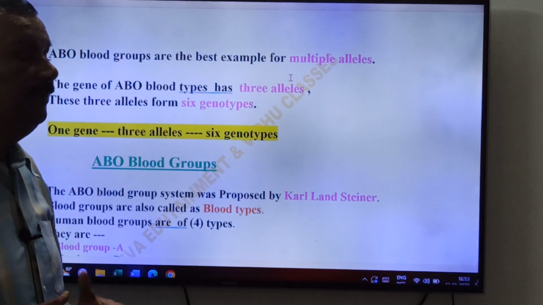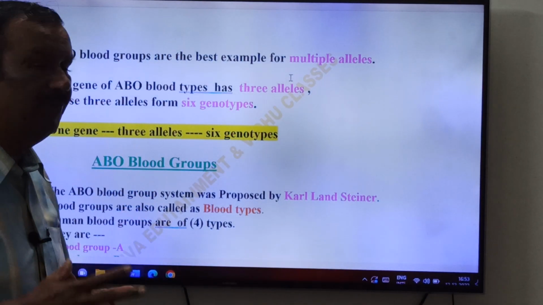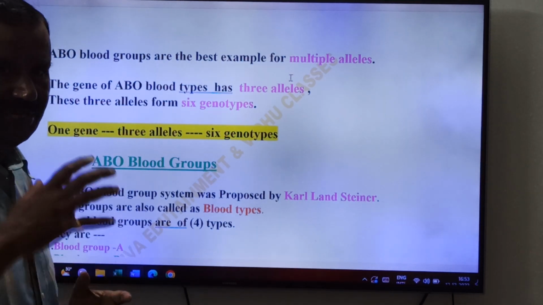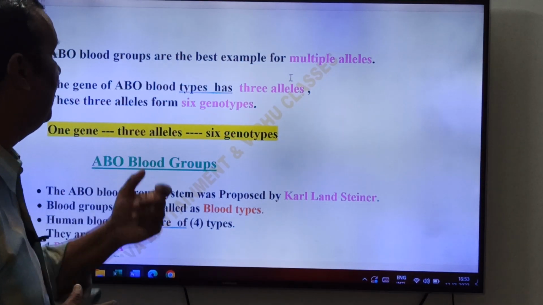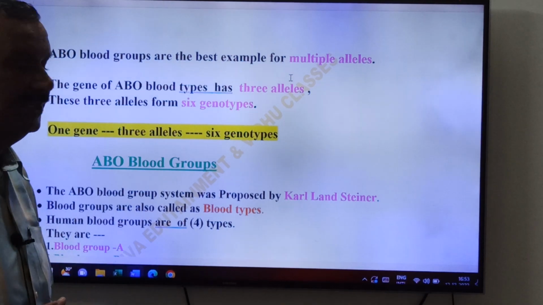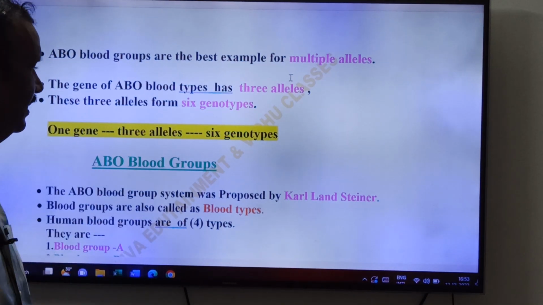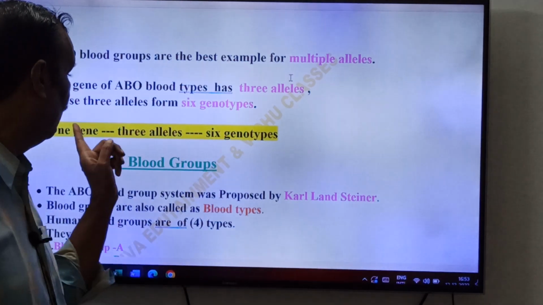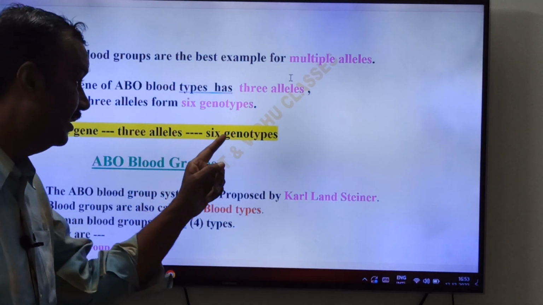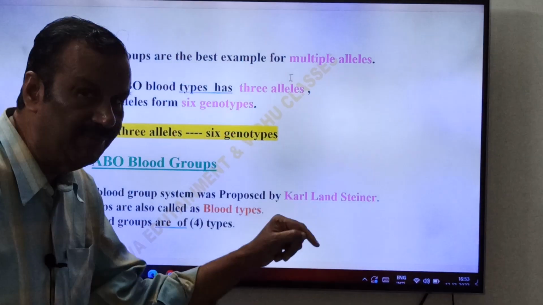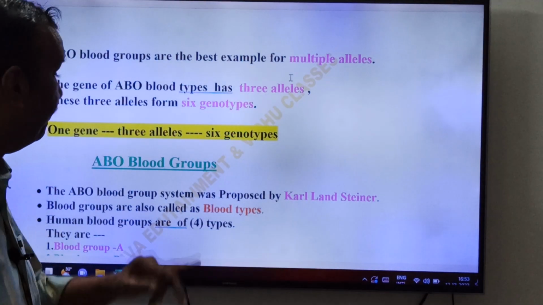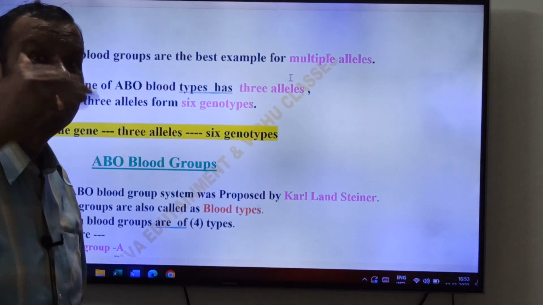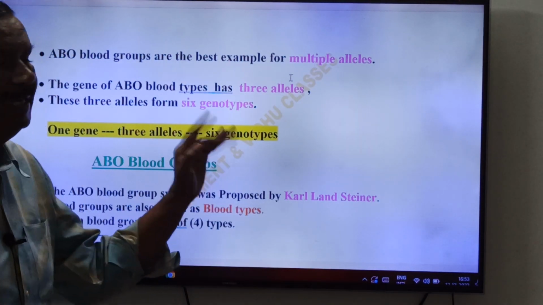Friends, ABO blood groups are the best example for multiple alleles. The gene of ABO blood types has 3 alleles. These 3 alleles form 6 genotypes. See friends, 1 gene, 3 alleles, 6 genotypes. Here you add one more point friends, 4 phenotypes. 1 gene, 3 alleles, 4 phenotypes, 6 genotypes. This is for MSET and NEET friends.